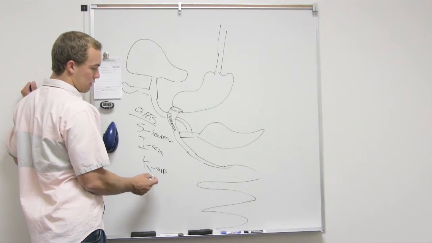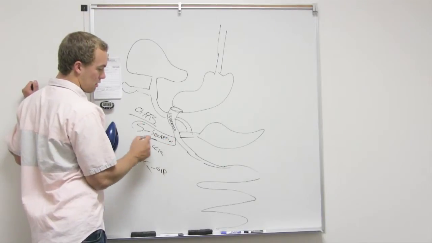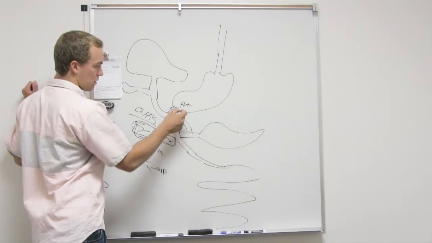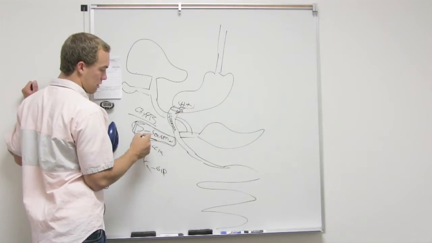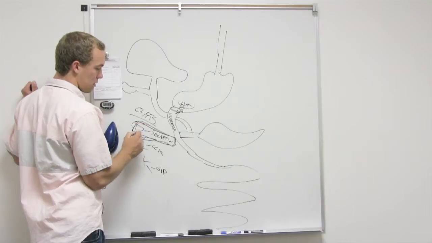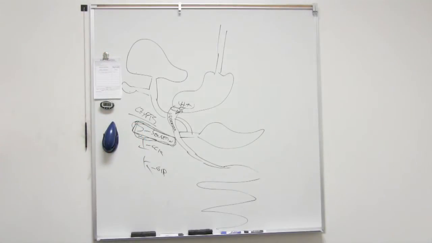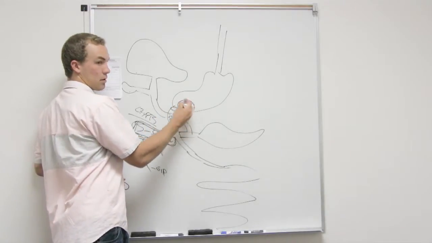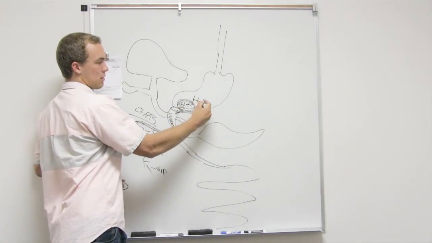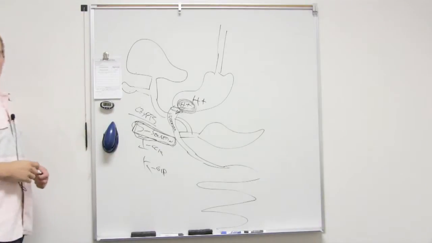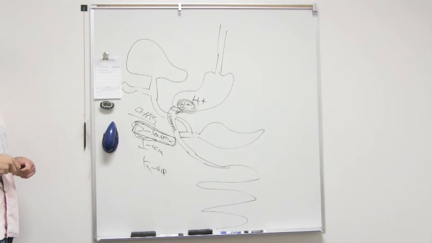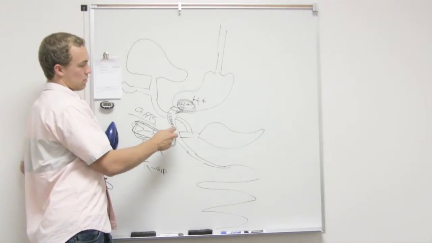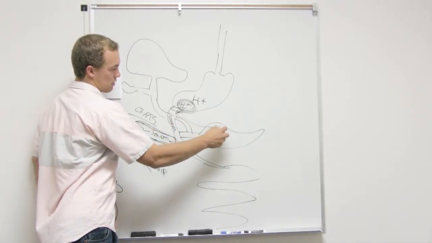So it's CCK. So secretin is what? Secretin is the one that squeezes. Okay, secretin is the one that has to do with pH. So the pH is going to offset secretin, and secretin is going to say, hey pancreas, put out some bicarb.